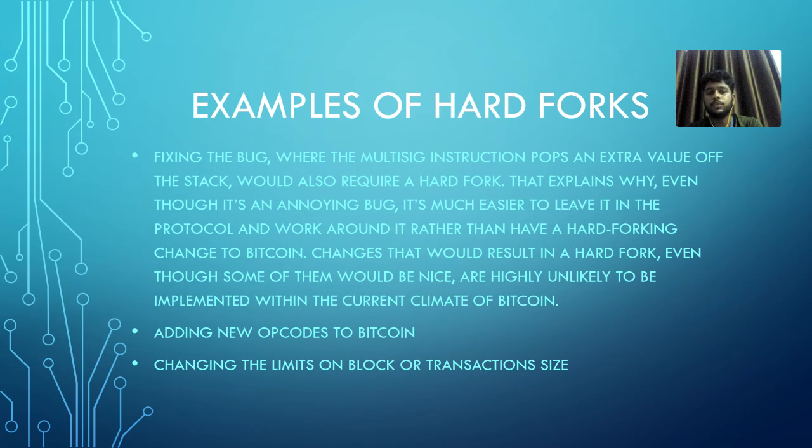A few examples of hard forks: fixing the bug where the multi-signature instruction pops an extra value off the stack. Despite being an annoying bug, it is easier to leave it, because removing it would cause a big hard fork that would adversely affect the blockchain system. So in order to avoid the hard fork, it can be left as it is. Leaving the bug would be much better than removing it in this case, because removing it would tremendously affect the system. Other examples are adding new outputs to Bitcoin, which would also cause a hard fork, and changing the limits on block or transaction size, which would obviously cause a hard fork.